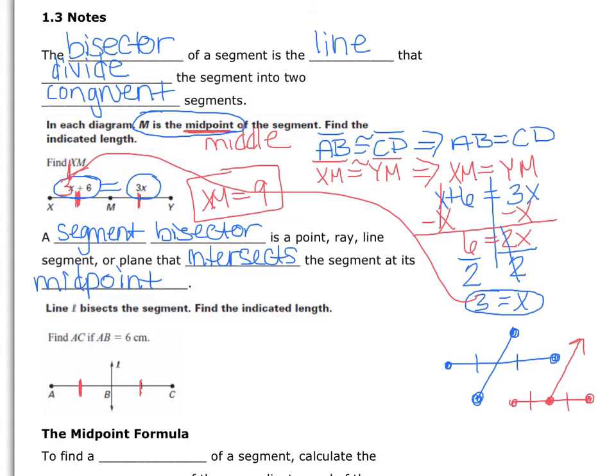So since L is the bisector, I know that these segments are congruent. Well, if they're congruent, they have equal measures. So we have to find AC. If AB is 6, well, if this side is 6, we know these are congruent, so that is 6. So the whole thing is 12.